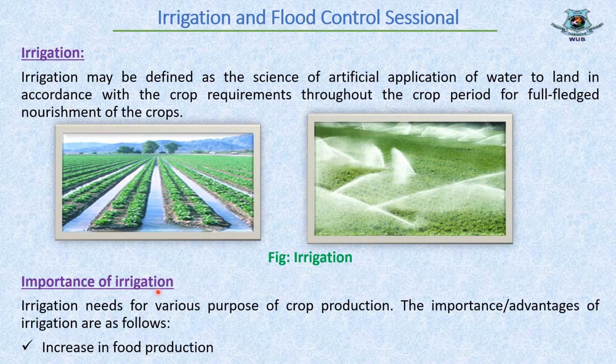Now, importance of irrigation. Irrigation is very important for crop production. The major importance or advantages of irrigation are as follows. Number one, it increases food production. Obviously, it increases the food production. If we don't provide sufficient water to crops, the production of food will decrease.